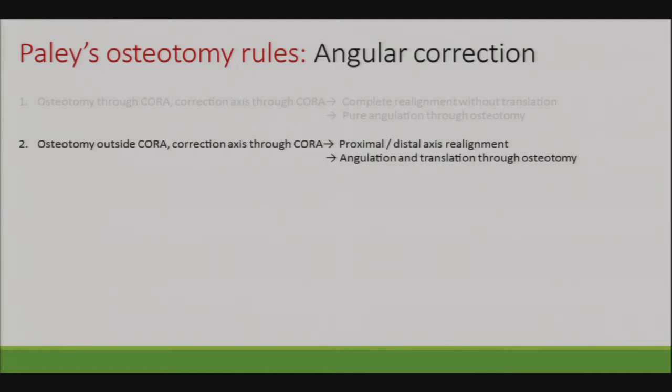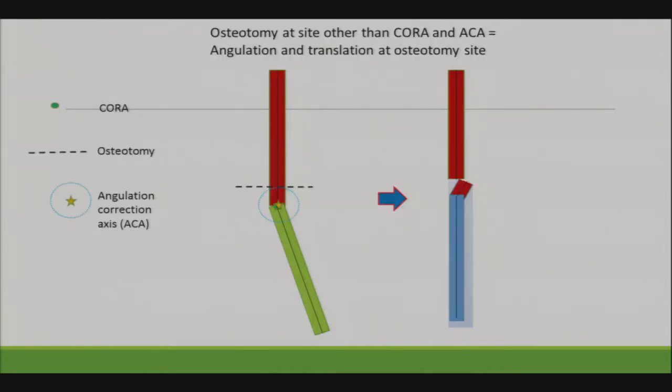And so if you cut outside of the chora, you can still realign the proximal and distal axes without translation, as long as the correction axis is through the chora. But when you do that, the osteotomy itself is going to angulate and translate. So here's the same case. We've now cut above the chora, but the rotation is still through the chora. Does everyone understand that? So we're not rotating purely at the osteotomy. We're generally rotating down below. And so the proximal and distal axes lines realign, but now you have angulation and translation at the osteotomy.